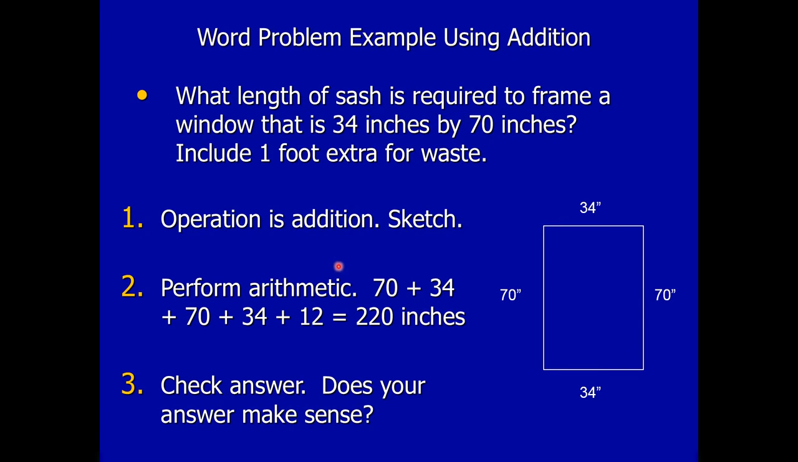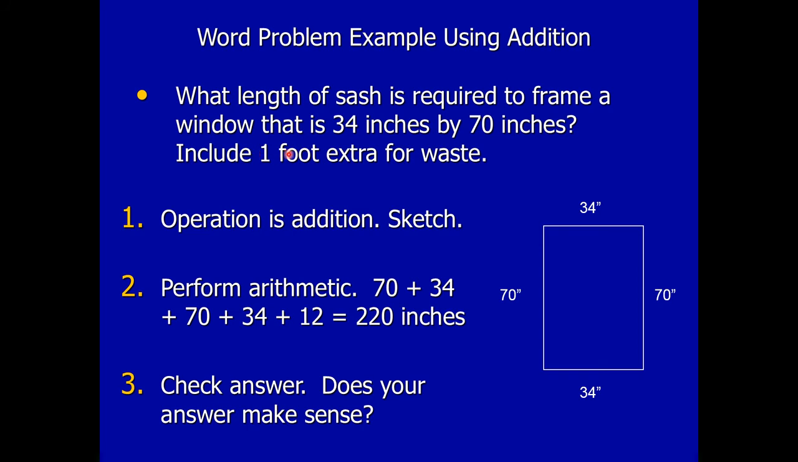So we add all the sides, but also look at the last line. It said include 1 foot extra for the waist. But be careful, 1 foot and 12 inch, they're in different units, right? Because all the dimension sides are given in inch, but the extra is given in foot. So we convert all the units into inch or into feet. We did everything in inch.